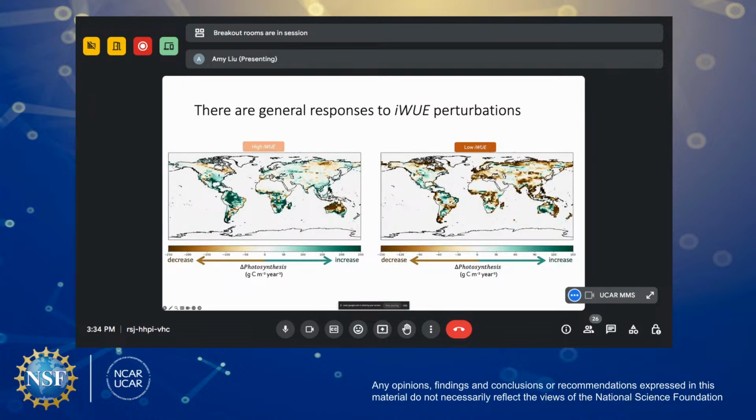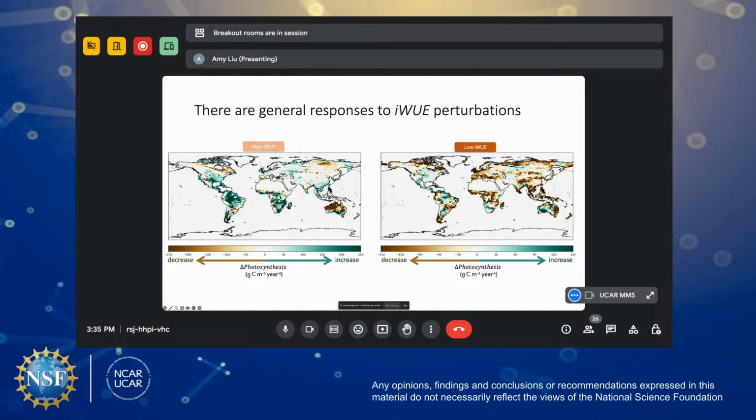So in both of these plots, we can see that there are general responses to intrinsic water use efficiency perturbations. In the high intrinsic water use efficiency case, we see a largely increase in photosynthesis. The map is largely green. In the low intrinsic water use efficiency case, we see a largely brown plot, or a decrease in photosynthesis. So why is this the case?